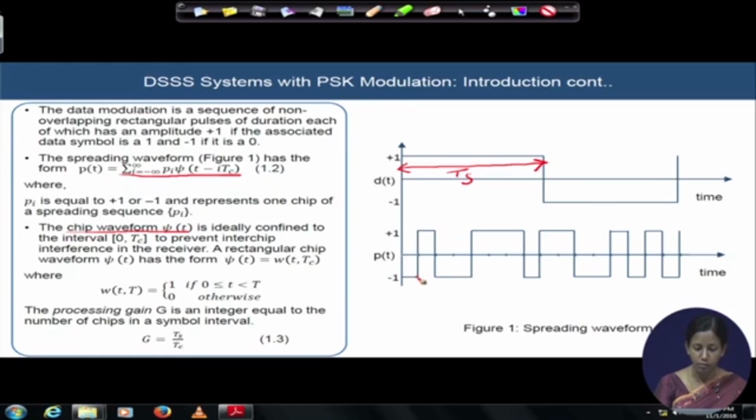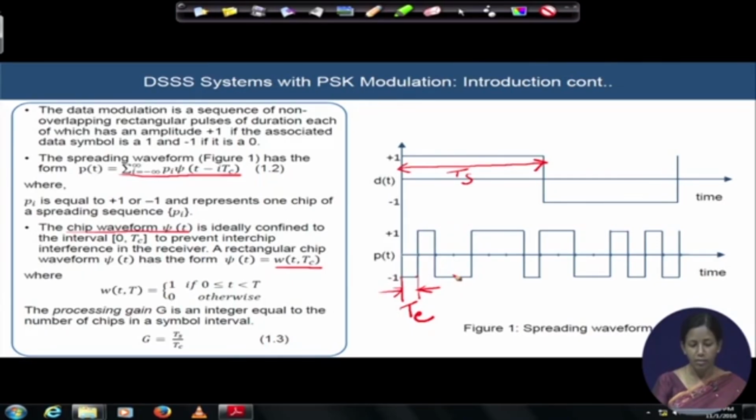The chip duration we will consider as Tc. The waveform psi(t) can take is usually the most common kind, the rectangular chip waveform given by w(t/Tc), and this rectangular waveform is defined as 1 if the time is within 0 to the maximum period T, and 0 otherwise. The figure here in figure 1, the spreading waveform is shown for the rectangular chip only.